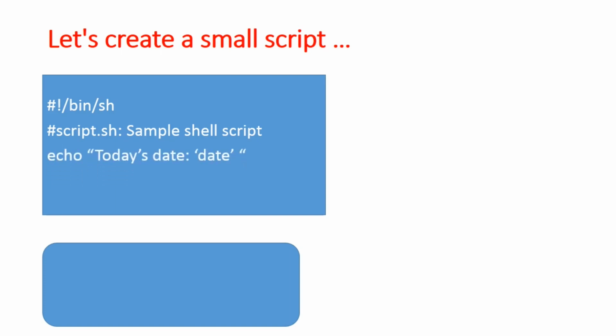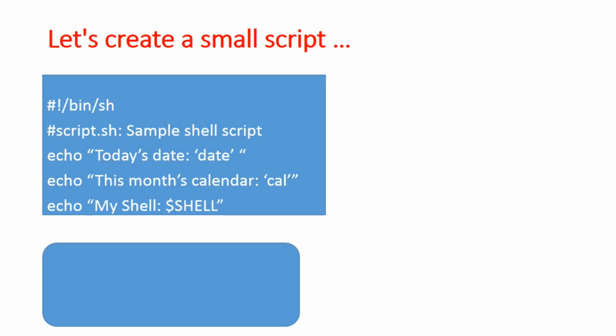Next statement, I want to print the date. So using the echo command and a message, that is today's date. Next I want to print the calendar using the command cal, and I am printing the shell name using the command echo.